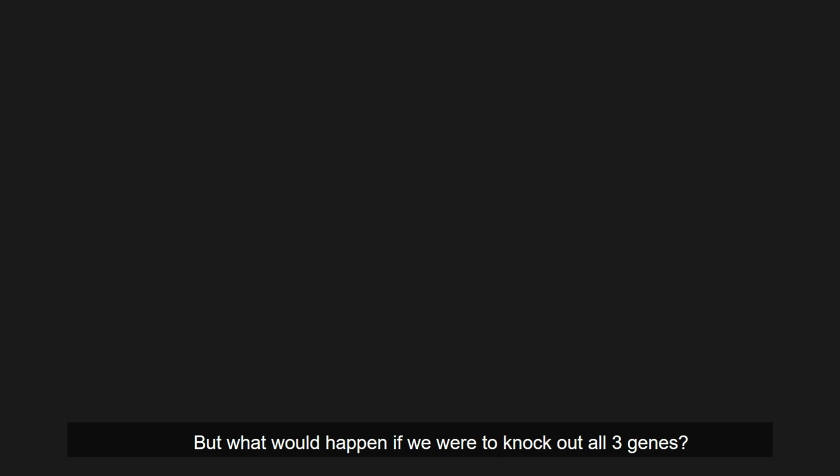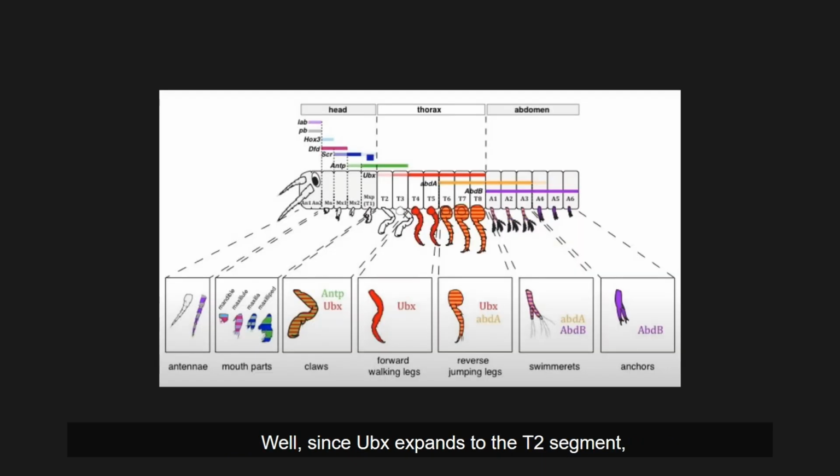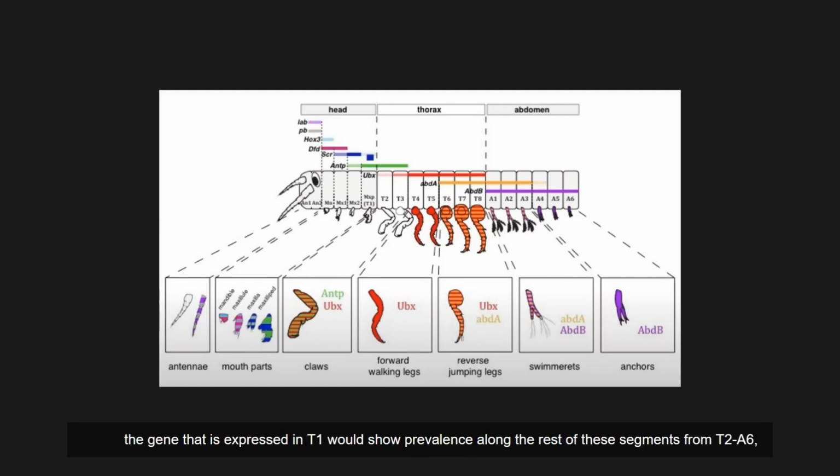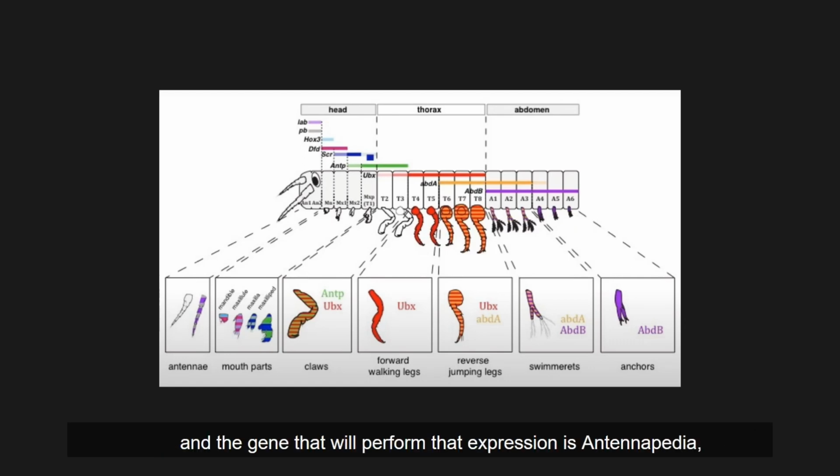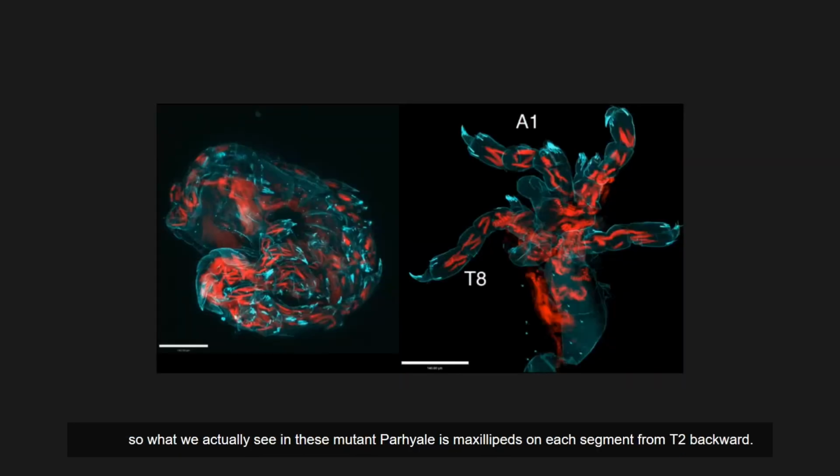But what would happen if we were to knock out all 3 genes? Well, since UBX expands to the T2 segment, the gene that is expressed in T1 would show prevalence along the rest of these segments from T2 to A6, and the gene that will perform that expression is antennapedia. So what we actually see in these mutant Parhyale is maxillipeds on each segment from T2 backward.